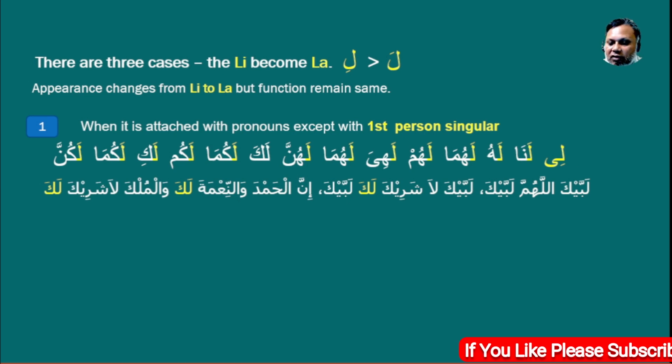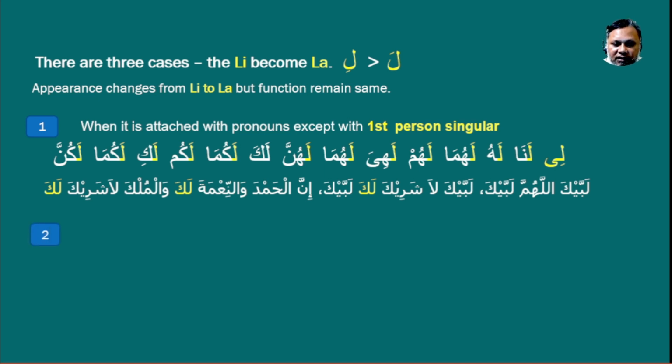See the example: Labbaik Allahumma labbaika, labbaika la sharika laka. Here the li becomes la. Labbaika. Innal hamda wa niyamata laka. Again this li becomes la. Wal mulka la sharika laka. This is the talbiya during the Hajj. So here the actual word is the harf li, but because of the pronoun ka, it becomes la, laka.